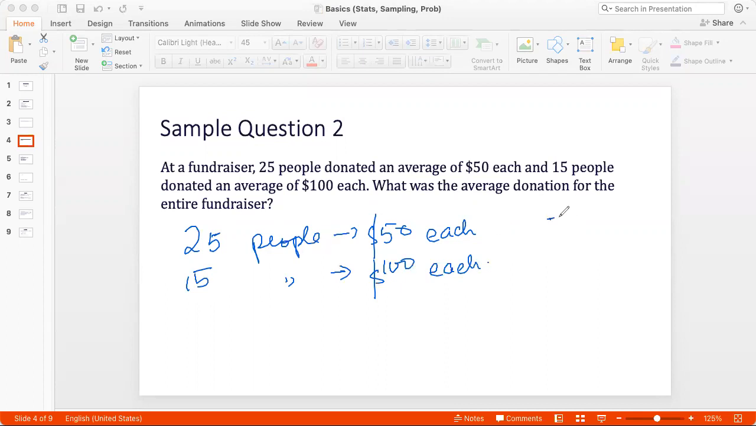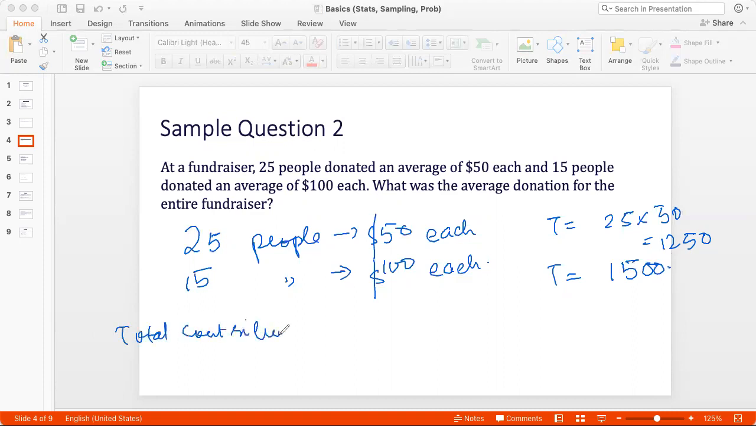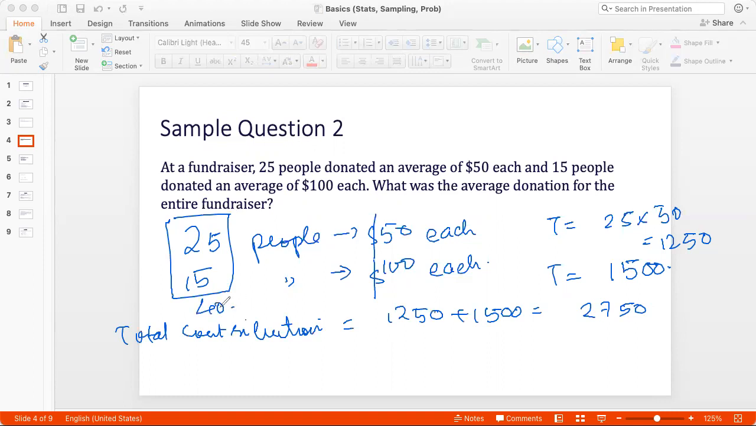So what's the total for these 25 people? That's 25 into 50, which is 1250. And the total for these 15 people is 1500. So the total contribution that came in through the fundraiser becomes 1250 plus 1500, which is 2750. That's the total. And the total number of people at the fundraiser was 40, 25 plus 15.